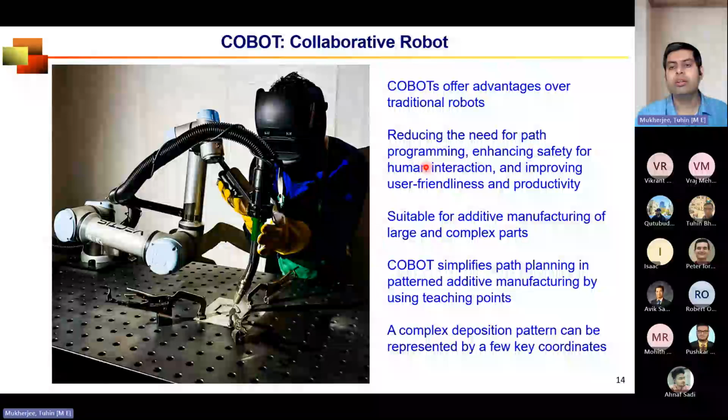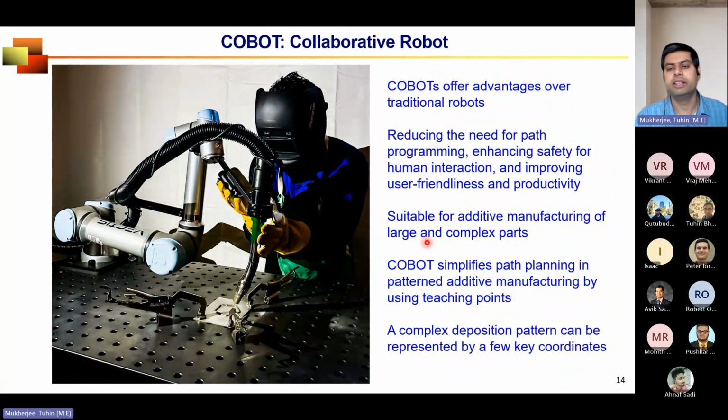So a collaborative robot gives you a wide variety of advantages, for example enhanced safety for human interaction, improving user friendliness, and a wide variety of things. The most important thing is that it does not need very detailed path programming. If you are thinking of the traditional robot, they need very precise G-code and M-code path programming. So a cobot does not need that. You just teach a path by a few key coordinates. That significantly improves the productivity.